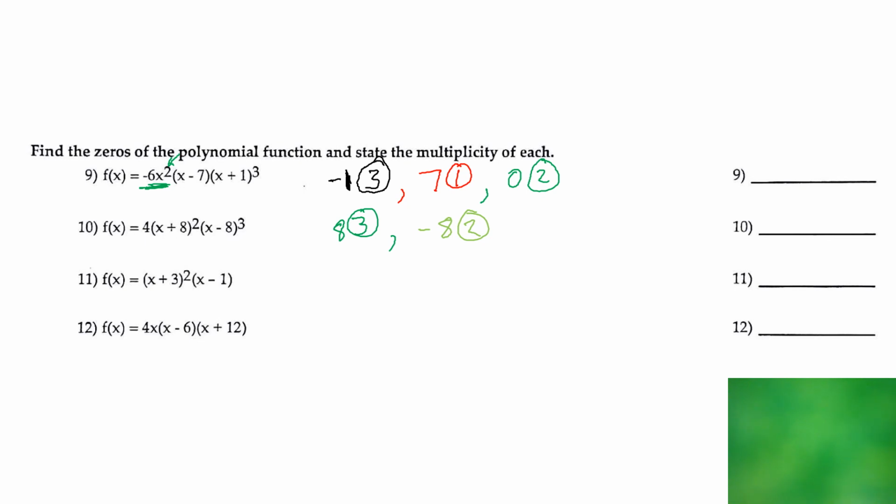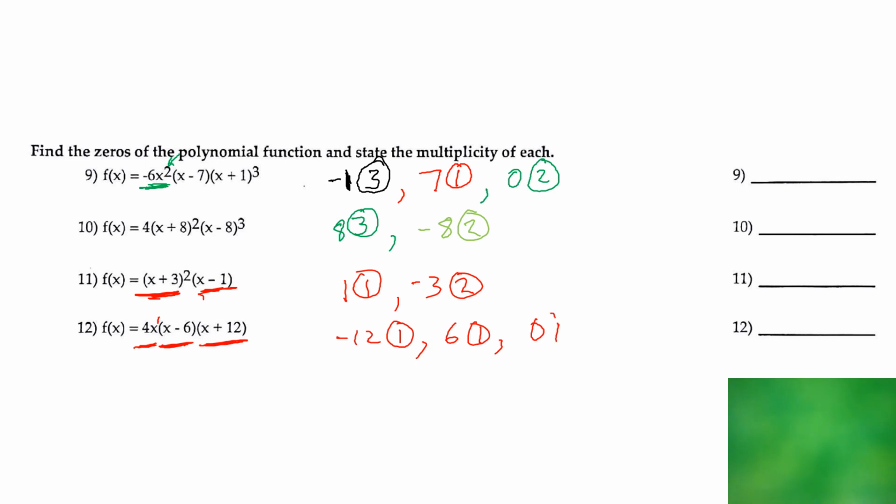Concerning the rest of this, you can pause it and try and see if you can come up with it, but this is basically what it's going to do. We would have on the next one, 1 with a multiplicity of 1, as well as negative 3 with a multiplicity of 2. Here we would have negative 12 with a multiplicity of 1, 6 with a multiplicity of 1, and this 4x, since it doesn't have addition or subtraction, would have 0 with a multiplicity. This time the power is 1, so we'd have a multiplicity of 1.